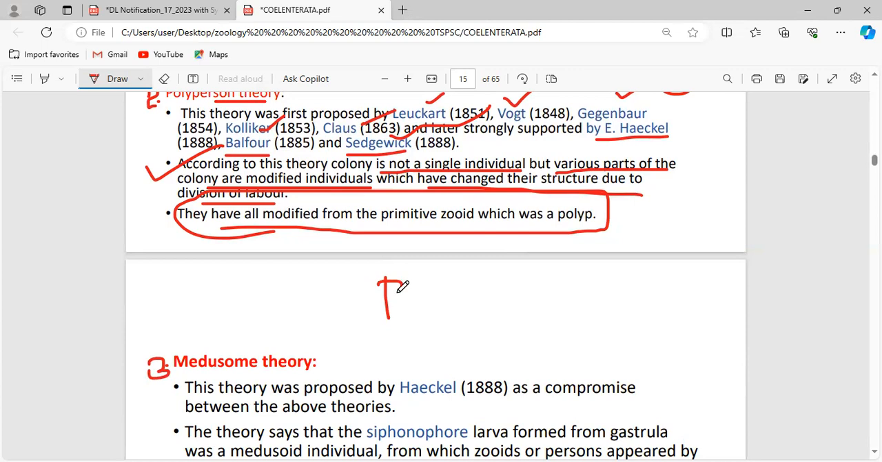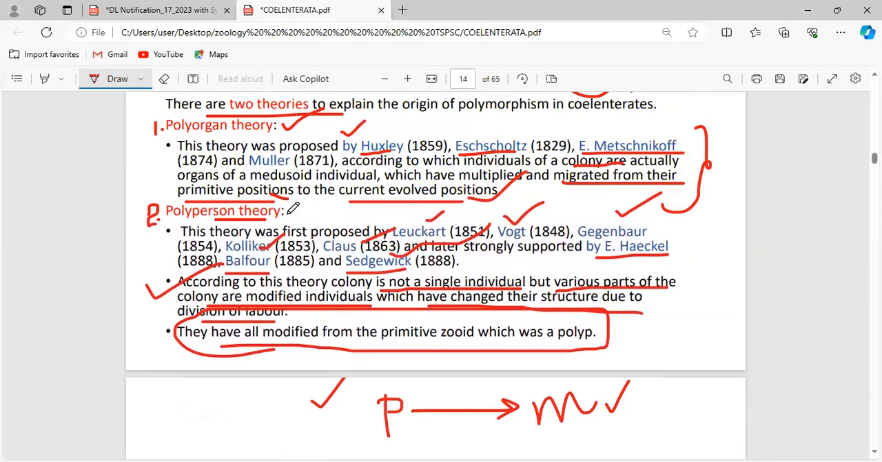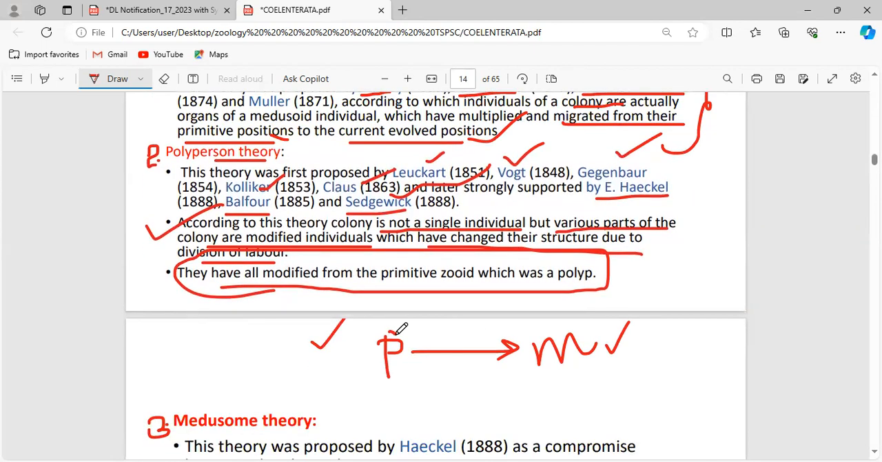From the polyp, this polyp gives rise to the medusa. This is the primitive zooid. This is the developed zooid. Like that, they have explained. In the polyp person theory, they have explained this polyp gives rise to the medusa. That is said in this theory, polyperson theory.